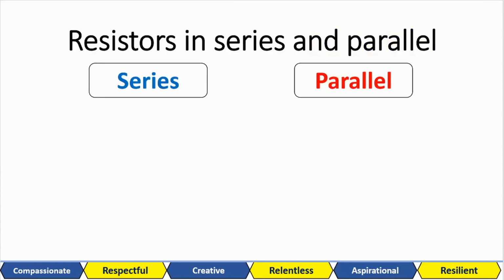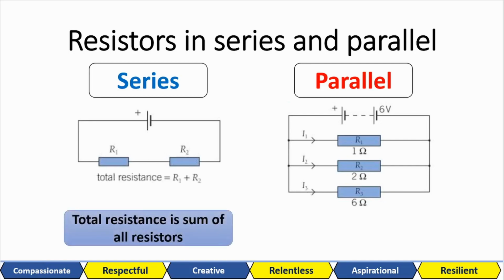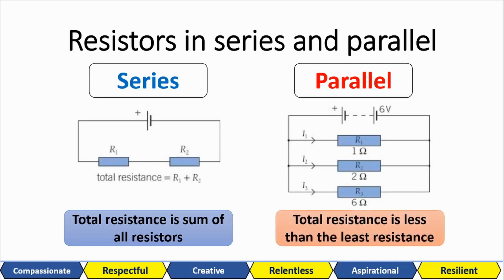This next part concerns how you calculate resistance in a series and parallel circuit. This is what that would look like. The total resistance in a series circuit is the sum of all the resistors in the circuit. That seems pretty straightforward, we just add up all the resistors. But in a parallel circuit, it's not that straightforward. The total resistance is less than the resistor with the least resistance.